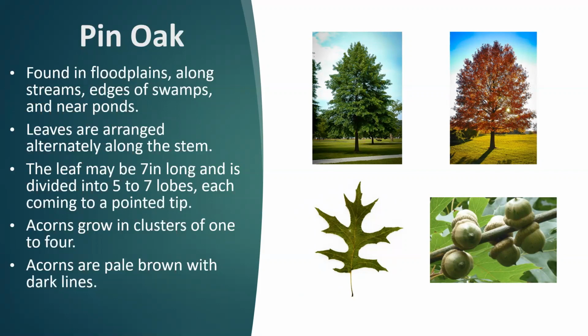If you look at this pin oak leaf, you can see how it has these real deep lobes. Those areas that are lacking leaf material are considered the sinuses. On pin oaks in particular, that sinus is very, very deep. You can see how deep those lobes are. They almost go all the way to the middle of that leaf. And that is a very telltale sign of a pin oak.